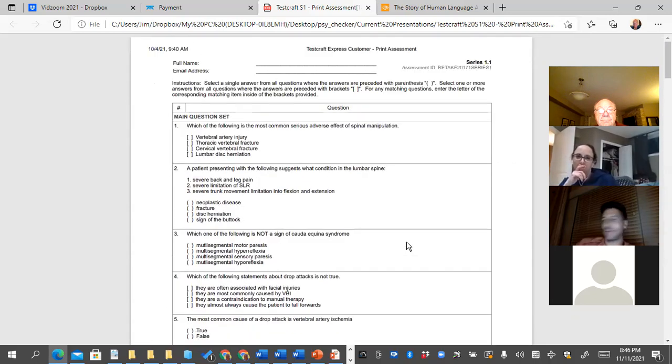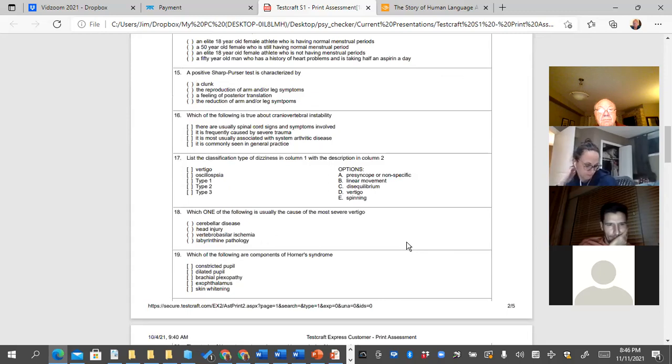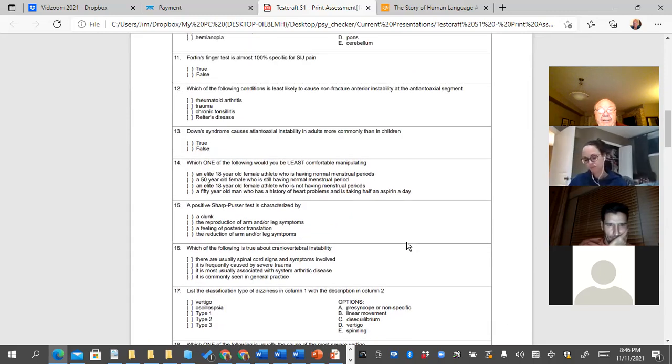Can we talk about 13 again, Jim? 13, Down syndrome that causes instability in adults more commonly than in children. There was an article that came out looking at this with flexion extension x-rays quite a while back now, and they found that Down syndrome children were no more unstable than normal children. Down syndrome adults, on the other hand, were.